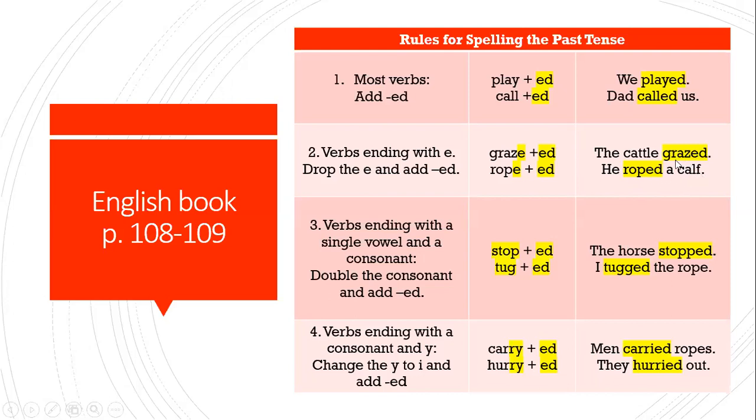So notice that we only have 1 e because we dropped the e. The base verb, remember that this is what we call the base form of the verb, already had an e. So we dropped that e and then we added the ed. This is why grazed only has 1 e and roped only has 1 e. Let's move on to rule number 3.